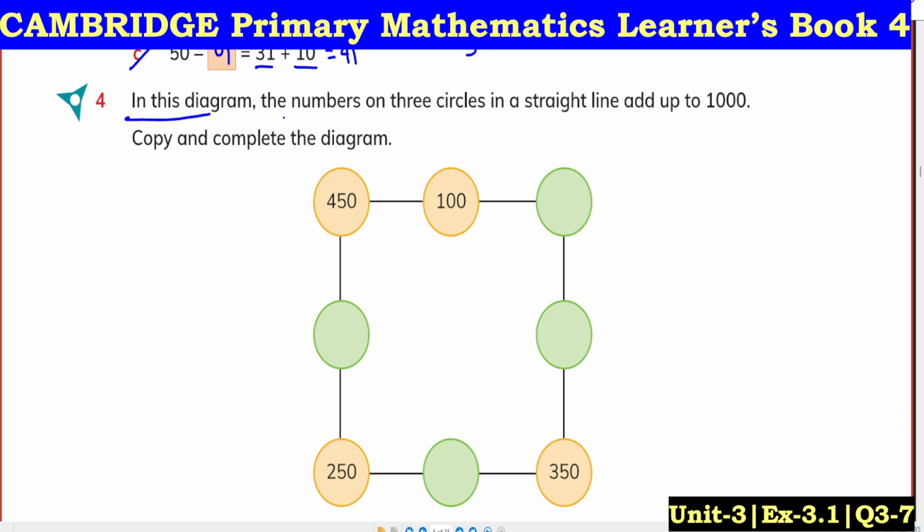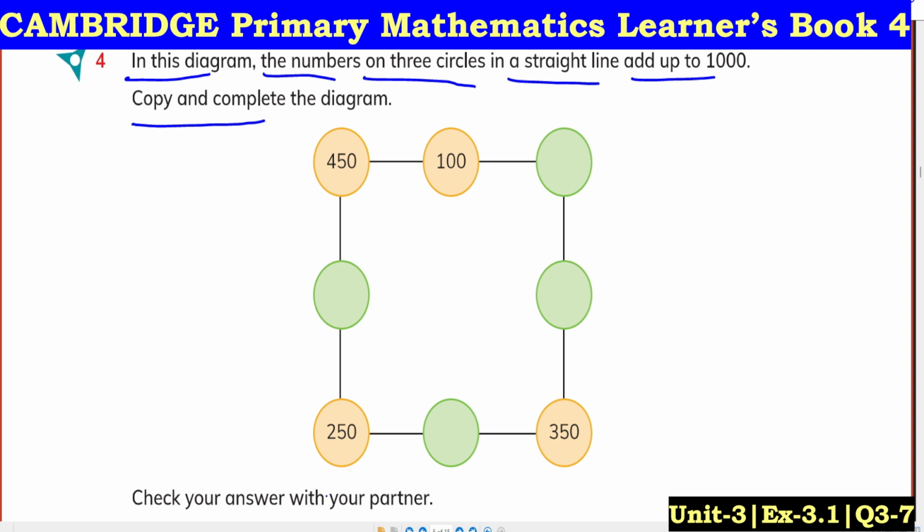In this diagram, the numbers on 3 circles in a straight line add up to 1000. Copy and complete. So look, how can we solve this one? In this diagram, the numbers on the 3 circles in a straight line add up to 1000. Copy and complete. So from this one, we have to add up to 1000.